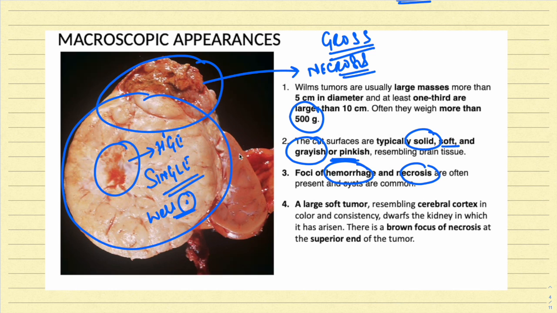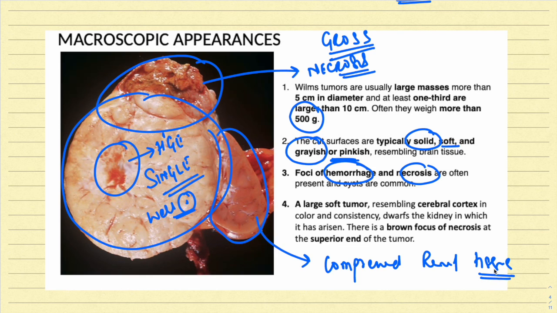And as you already see over here, the viable renal tissue, the kidney, has been compressed. So this is your compressed renal tissue over here. There is compressed renal tissue, as we can appreciate in this diagram.